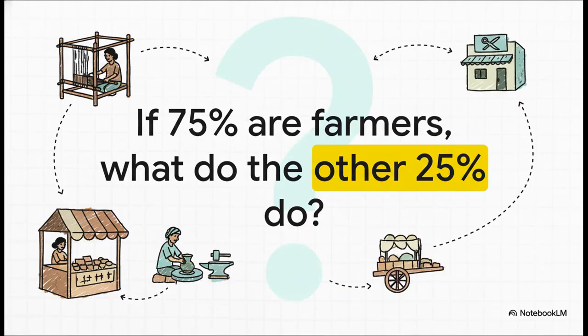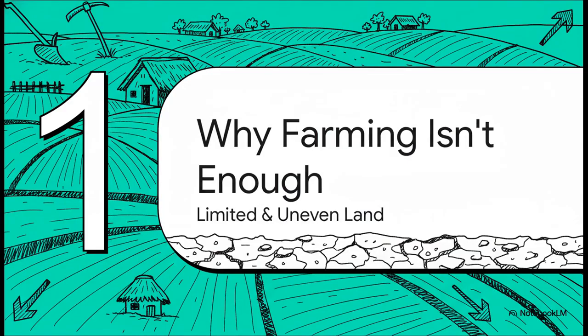All right, let's start by thinking about this question. We know that about 75%, that's 3 out of every 4 people in Palampur, are involved in farming. So what about that last person? What kind of work do they do to earn their living? Let's find out together. So let's begin with our first section, the problem, which is why farming isn't enough.